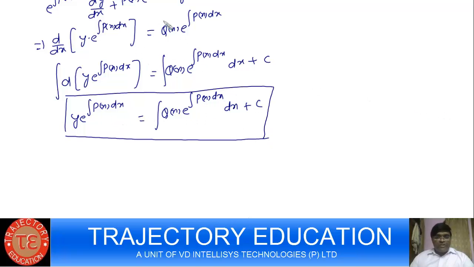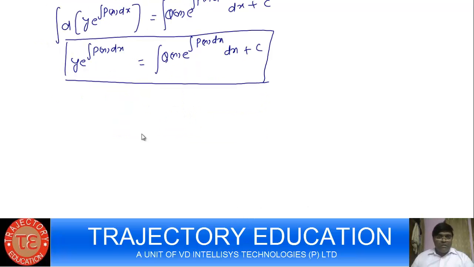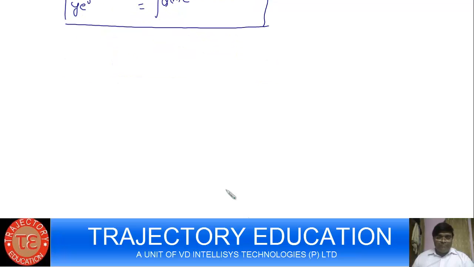So remember this one, right? Don't have to remember all these steps, this won't come in your exam. So remember the last line, y into integrating factor equals to integral of Q(x) into integrating factor dx plus c, where c is the arbitrary constant, right? Now we will use this and solve the differential equation.